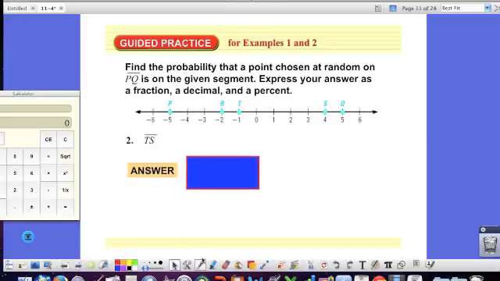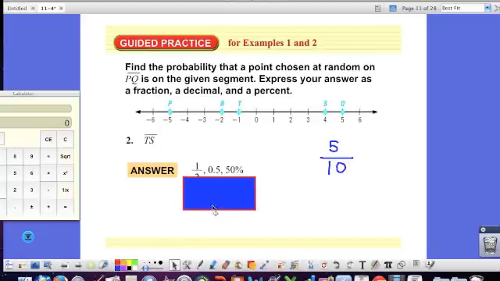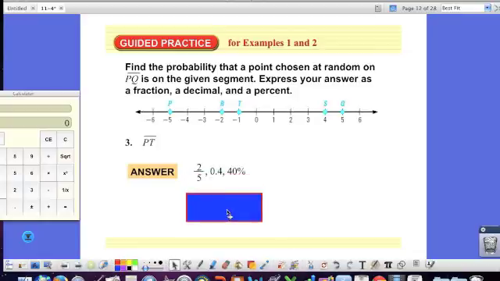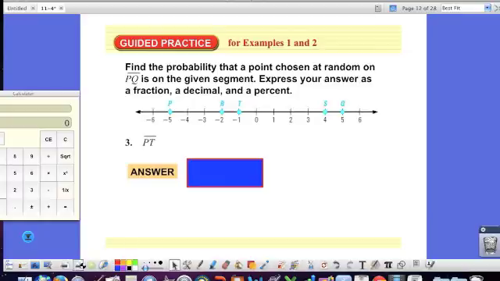Okay, once again, PQ is 10, T to S is 5. So 1/2 or 0.5 or 50%. Okay, you get the point of these. I'm going to just pull these away so you can check your answers if you really want to do them.